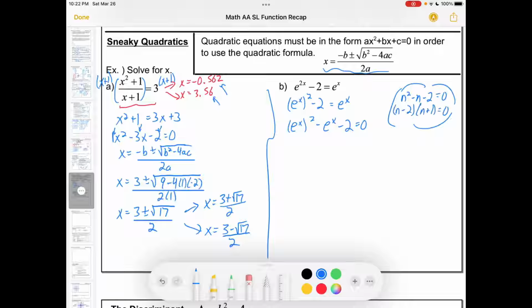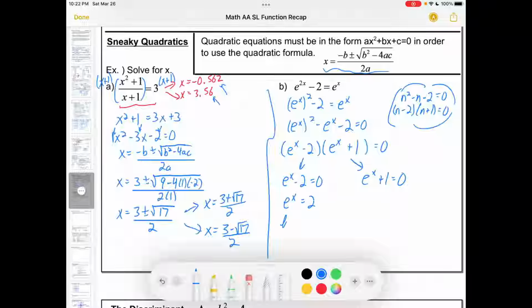If it were in n's, it would factor to n minus 2, n plus 1. Here, the only thing that's different is that it's e to the x's. So this would be e to the x minus 2 and e to the x plus 1. Those give elementary equations for us to solve. So the solutions are either where the first bracket is 0 or the second bracket is 0. So that would be e to the x equals 2. You could take the natural log of each side, or you could change forms if you want.